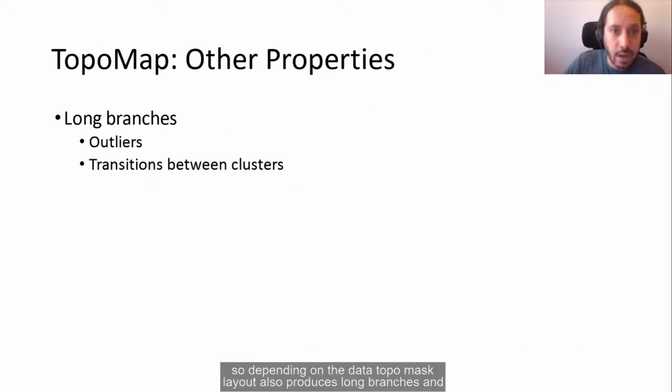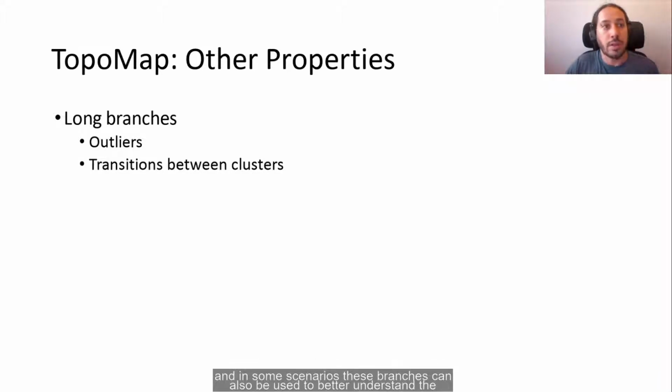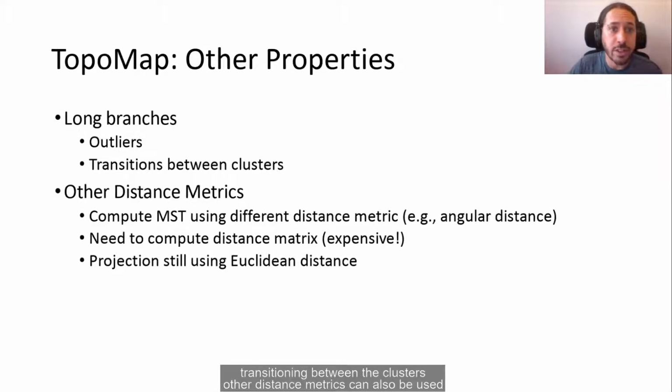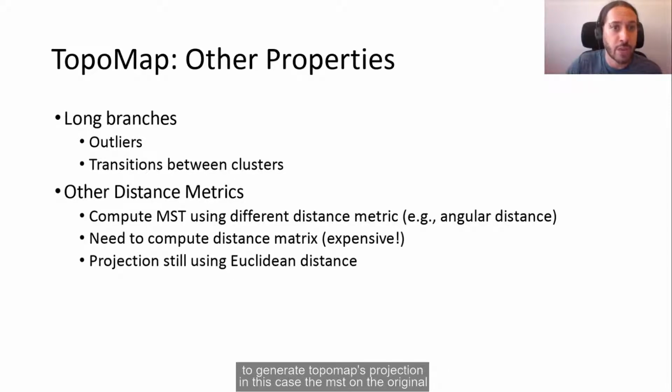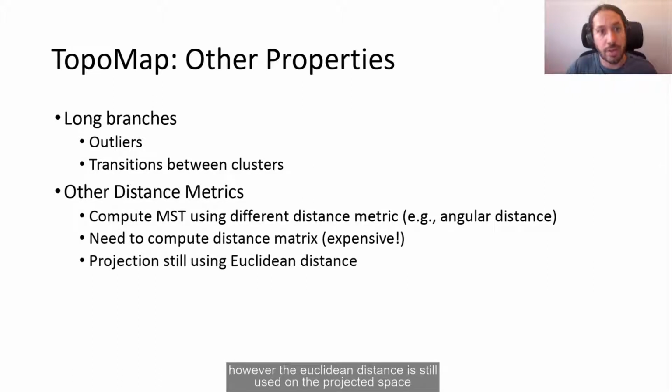So depending on the data, TopoMap's layout also produces long branches, and these typically correspond to outliers as mentioned before. And in some scenarios, these branches can also be used to better understand the transitioning between the clusters. Other distance metrics can also be used to generate TopoMap's projection. In this case, the MST on the original data is computed with the appropriate distance. However, the Euclidean distance is still used on the projected space.